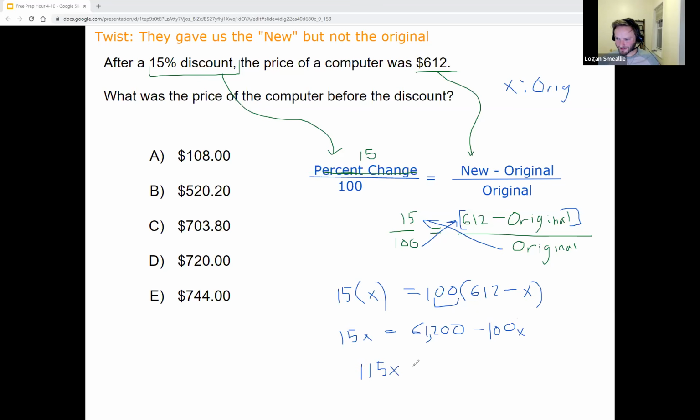115x is that big old number there, and I would certainly be going to my calculator. You do have a calculator on the GRE. 61,200 divided by 115 is 532. So I think I messed something up. What did I mess up here?